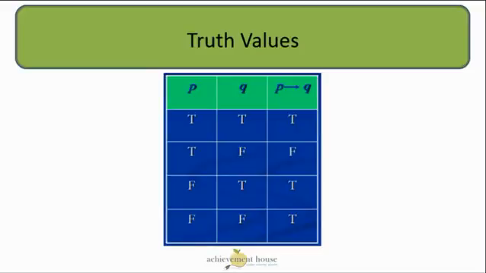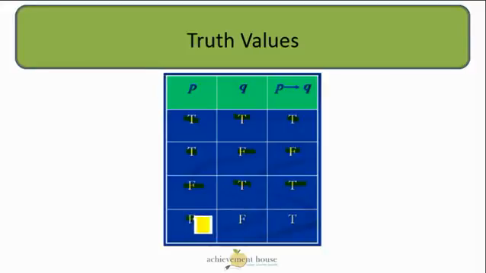We're going to start with using this table because it might help you more than if we put it into words. If P is true, so if the hypothesis is true and the conclusion is true, then the whole statement is true. If the hypothesis is true, but the conclusion is false, then the whole statement is false. If the hypothesis is false and the conclusion is true, then the whole thing is true. And this is where it gets really tricky.